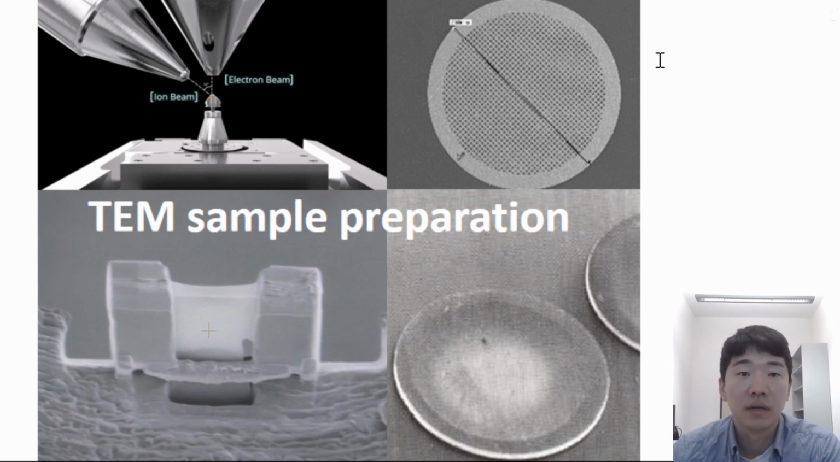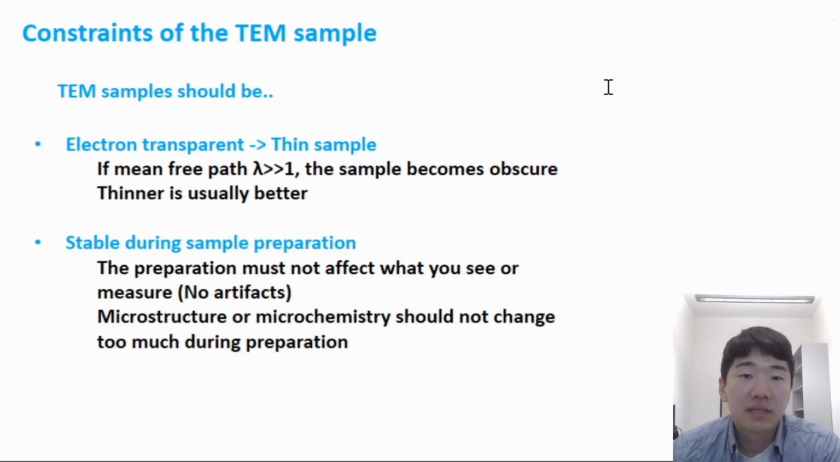First of all, there are several constraints of the TEM sample itself. TEM is transmission electron microscopy, so you want to have a sample which is electron transparent. One principle to make the sample electron transparent is making it as thin as possible. Generally speaking, thin specimens are better in TEM measurement. Specimens thinner than 100 nanometers are required for general TEM measurement.